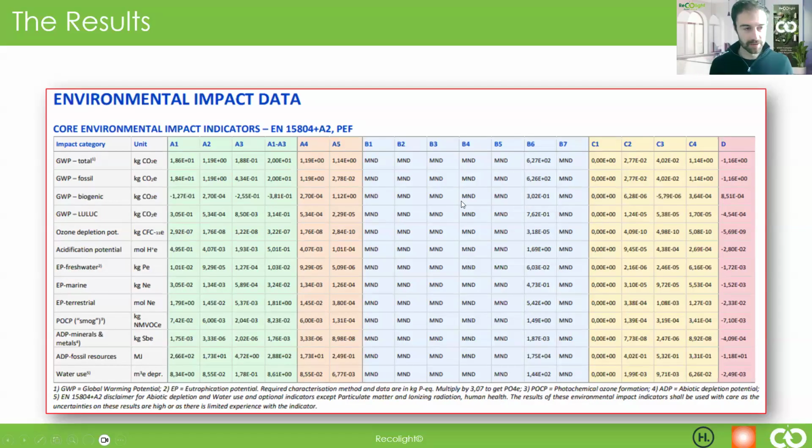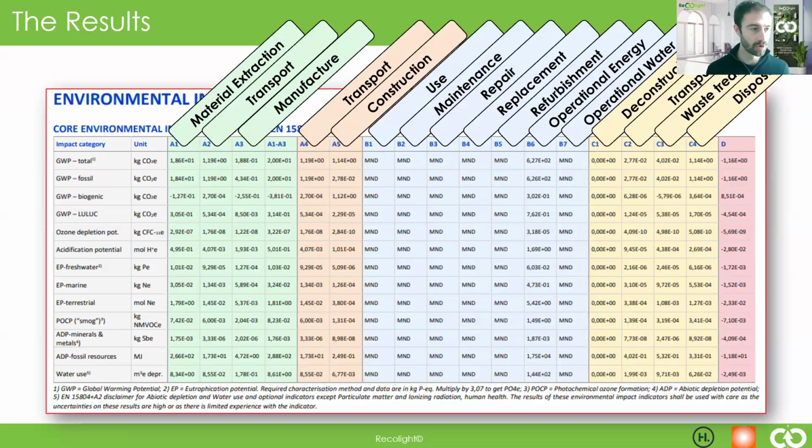imposing. I've spoken about this before, but I'll speak about it again and try to do a little bit of an interpretation of a table like this. This is environmental impact data, the core environmental impact indicators. Across the top you've got these codes A1, A2, A3, A4, all the way through to C and D. These are standardized notation for the different life cycle stages of a building product. If I label these, it gives a lot more clarity.